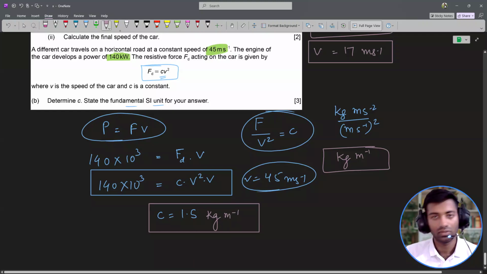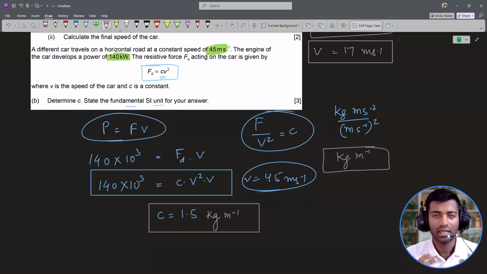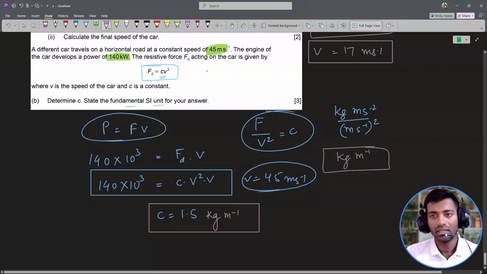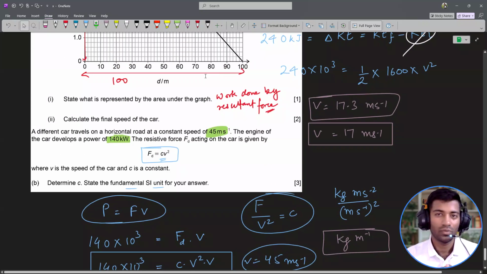That's it. And that's how you solve this question. Marks for free. These kinds of questions will fetch you marks very easily. So I hope you guys understood that pretty well.